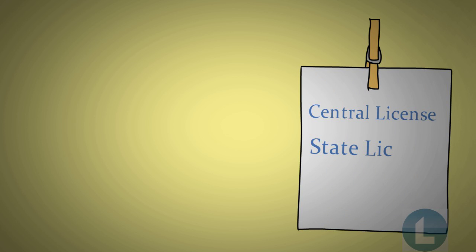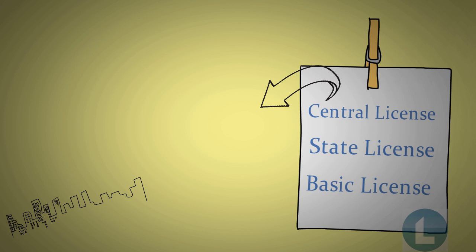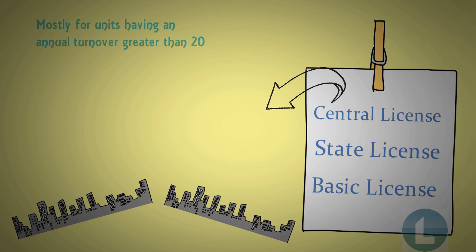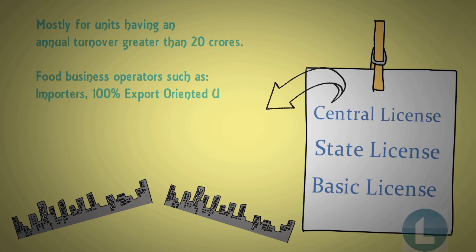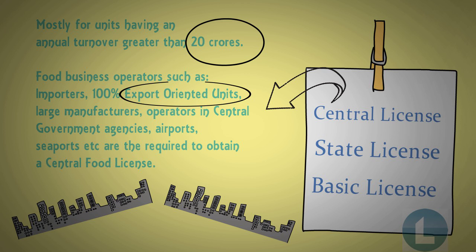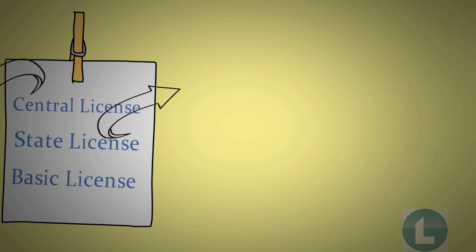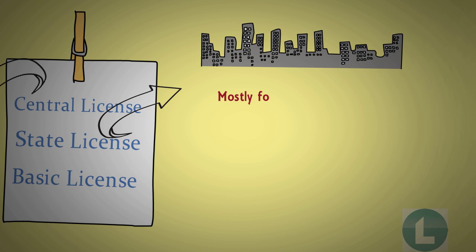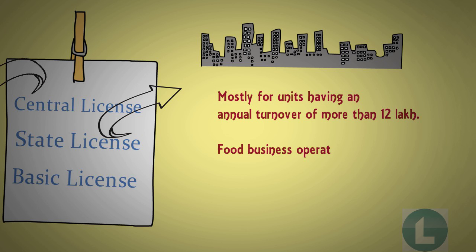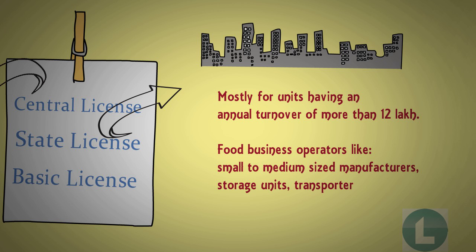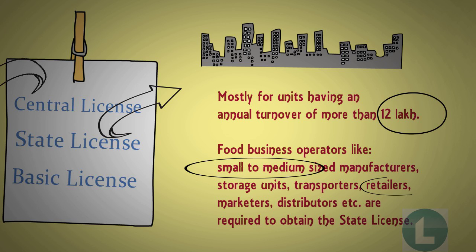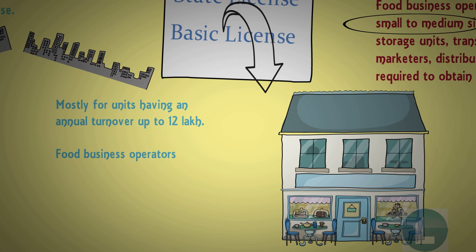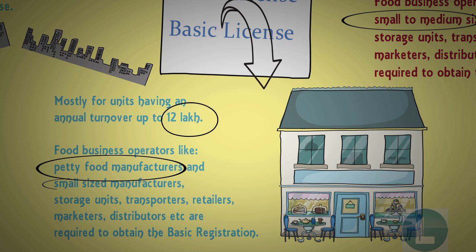The central license, issued by the central government, is to be obtained if FBOs are operating in more than one state. Here are the norms and functions for which you require a central license. A state license, issued by the state government, is to be obtained if FBOs are operating in only one state. Here are the norms and functions for which you require a state license. And finally, following are the norms and functions for which you require only a basic license.